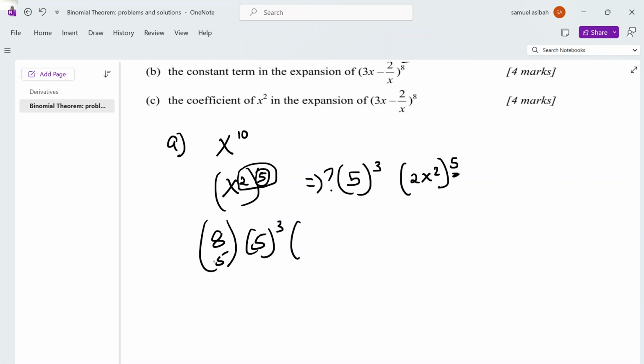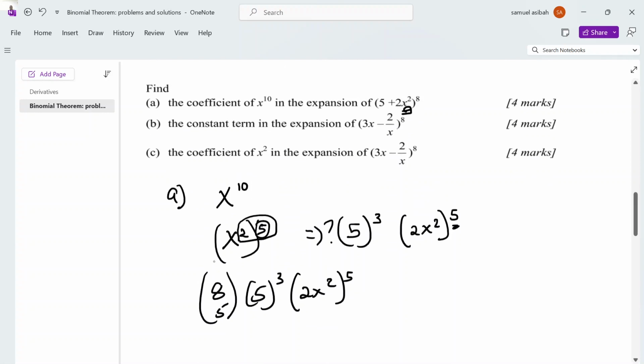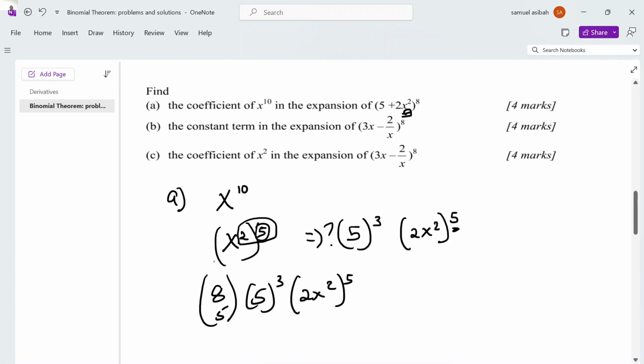Then we have (2x squared) raised to 5. So this is now what we have. When you check this, we are getting the power of 10, okay, in this particular case. So what are we getting?